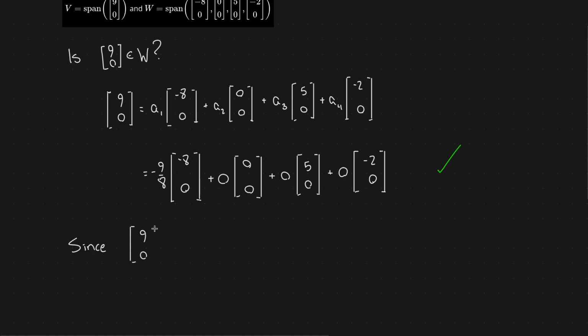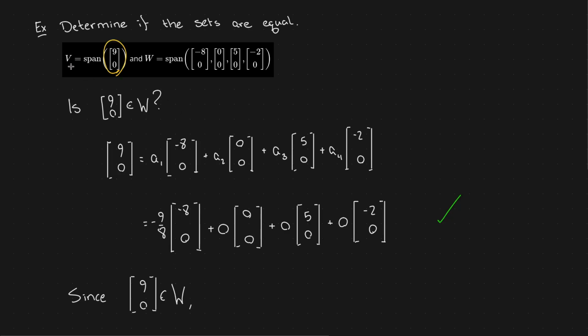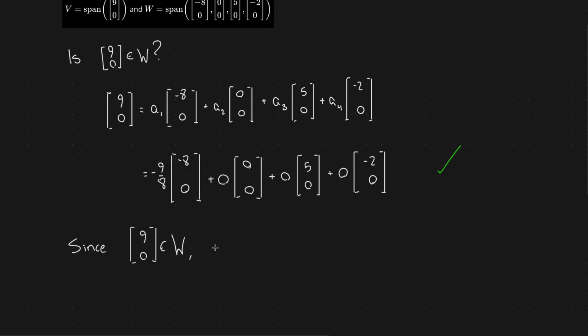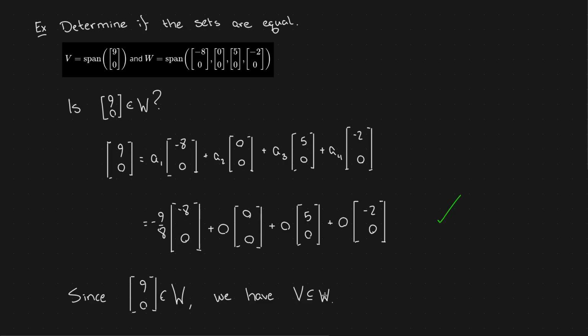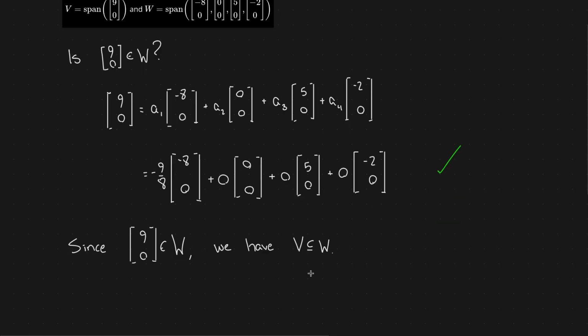Since this one vector is therefore in set W, and this is the only vector in the spanning set for set V, it must mean that V is a subset of set W. That is, every vector in set V is also in set W. Every vector that can be expressed as a linear combination of this vector could also be expressed as a linear combination of these vectors. Okay? Okay, so we have the subset going one direction.